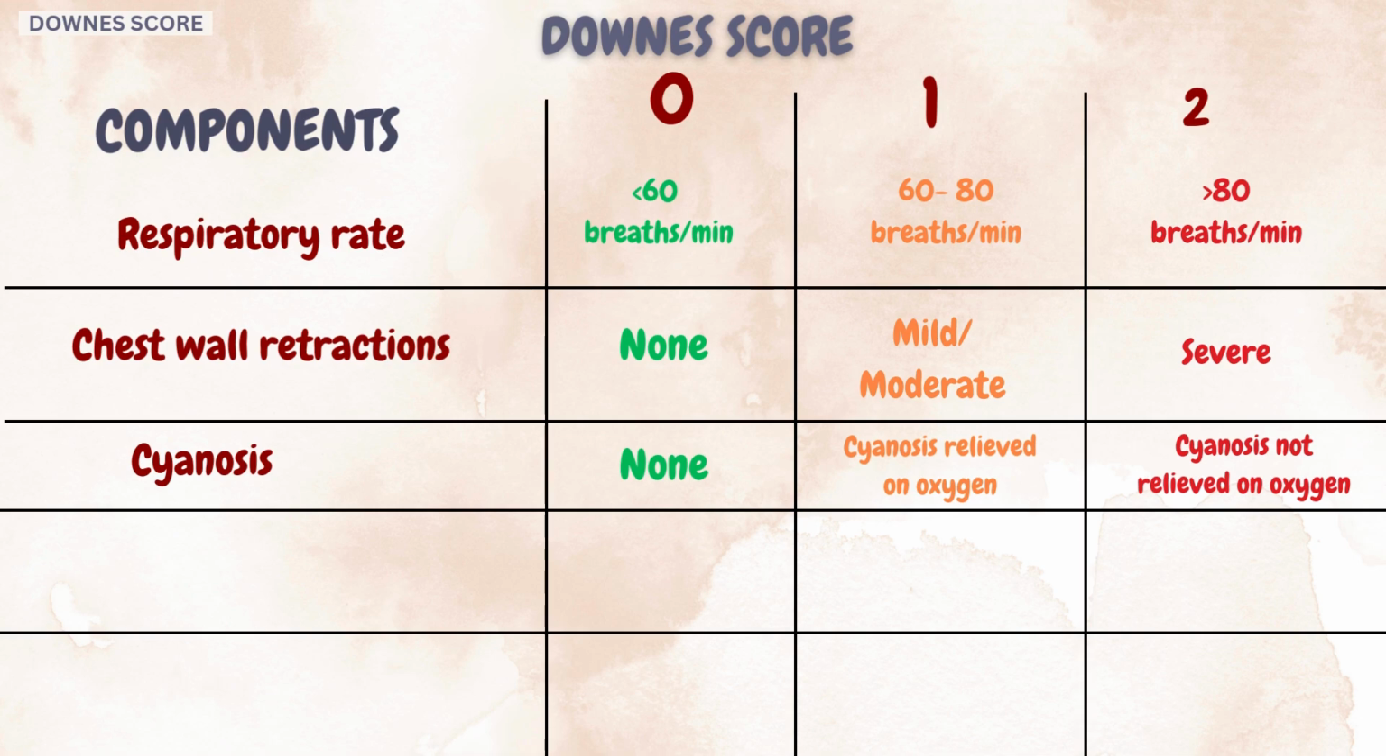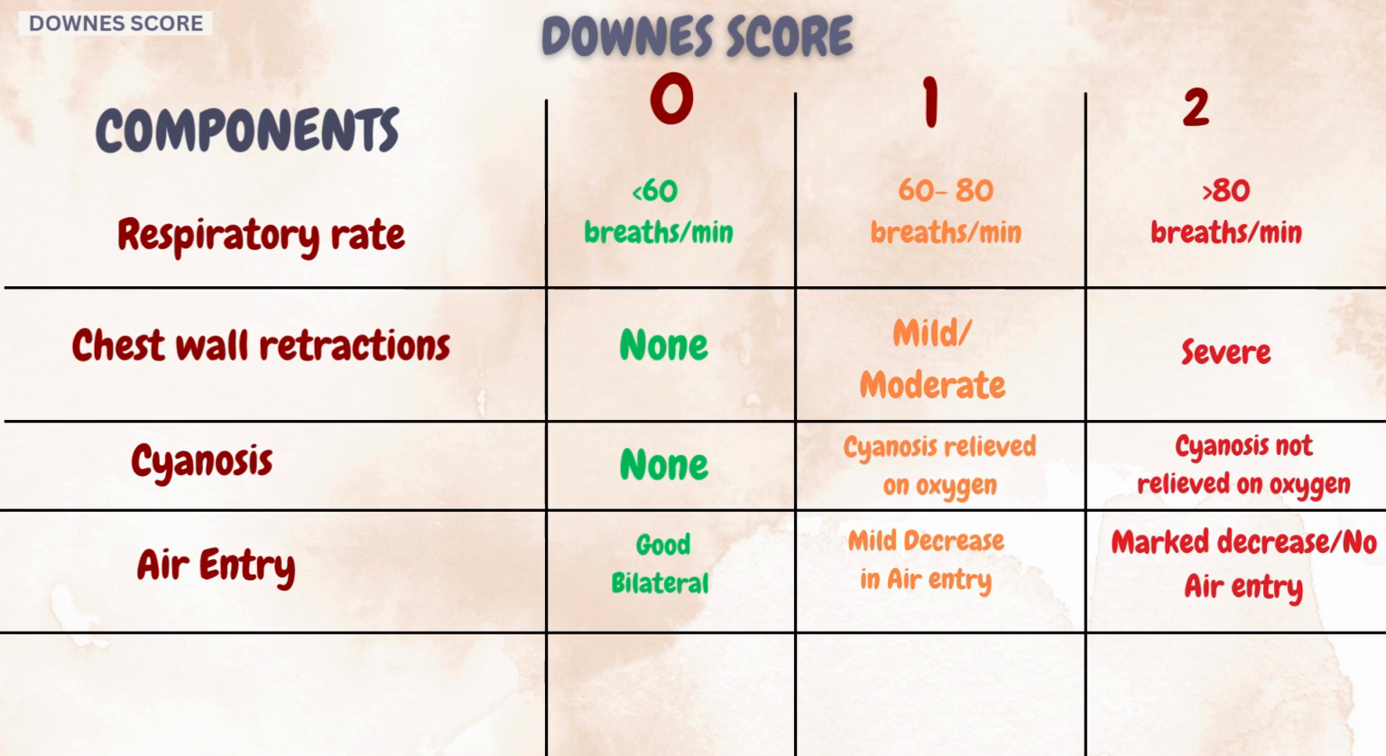Next component is the air entry. If the newborn is having good bilateral air entry, score 0 will be given. If there is a mild decrease in air entry, score 1 will be given. And if there is a marked decrease in air entry, score 2 will be given to that newborn.